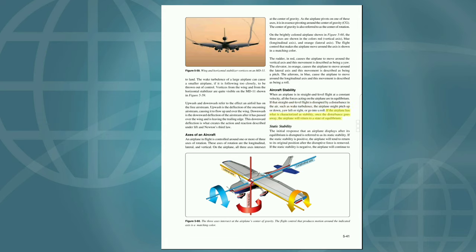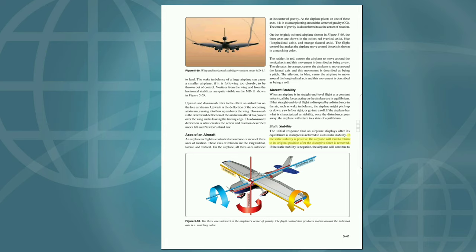If the airplane has what is characterized as stability, once the disturbance goes away, the airplane will return to a state of equilibrium. Static stability. The initial response that an airplane displays after its equilibrium is disrupted is referred to as its static stability. If the static stability is positive, the airplane will tend to return to its original position after the disruptive force is removed.